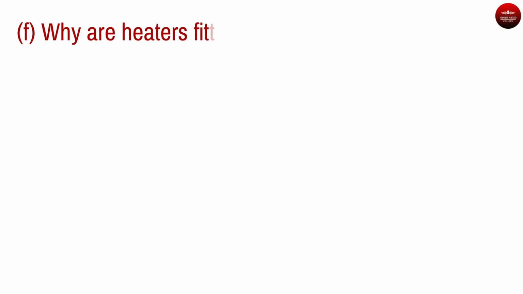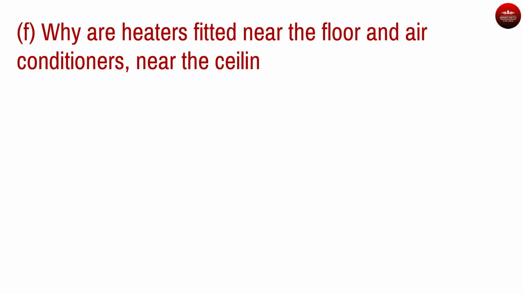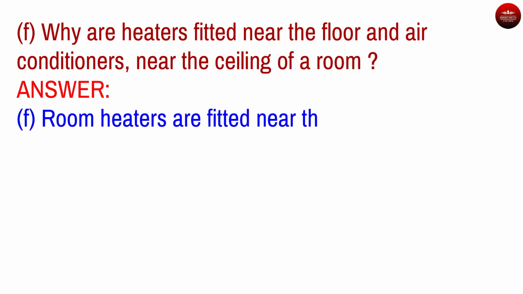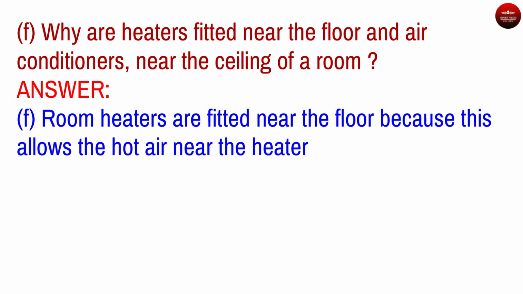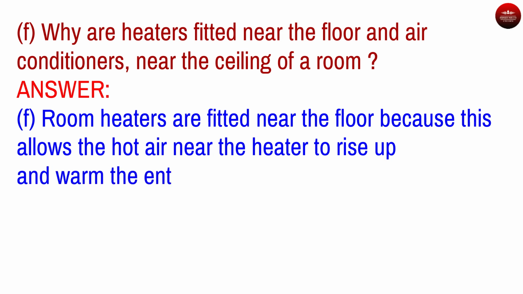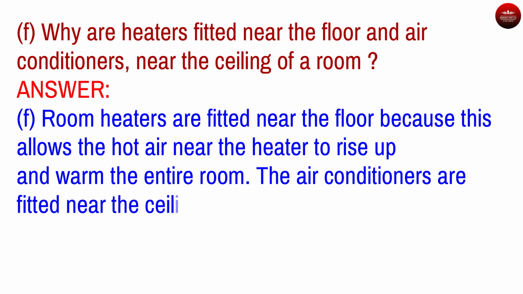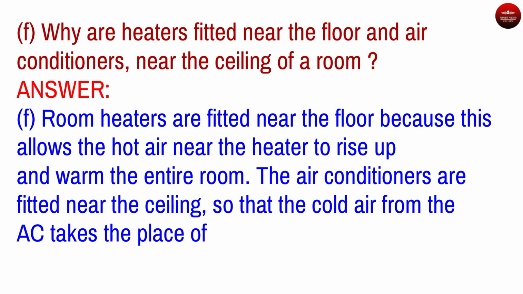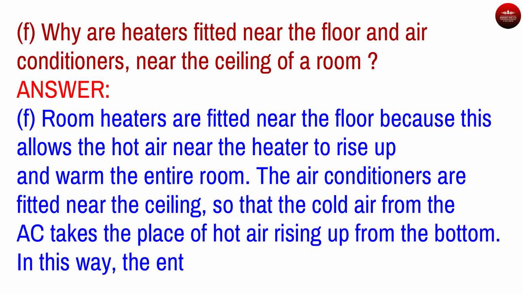F. Why are heaters fitted near the floor and air conditioners near the ceiling of a room? Answer. F. Room heaters are fitted near the floor because this allows the hot air near the heater to rise up and warm the entire room. The air conditioners are fitted near the ceiling so that the cold air from the AC takes the place of hot air rising up from the bottom. In this way, the entire room gets cool.